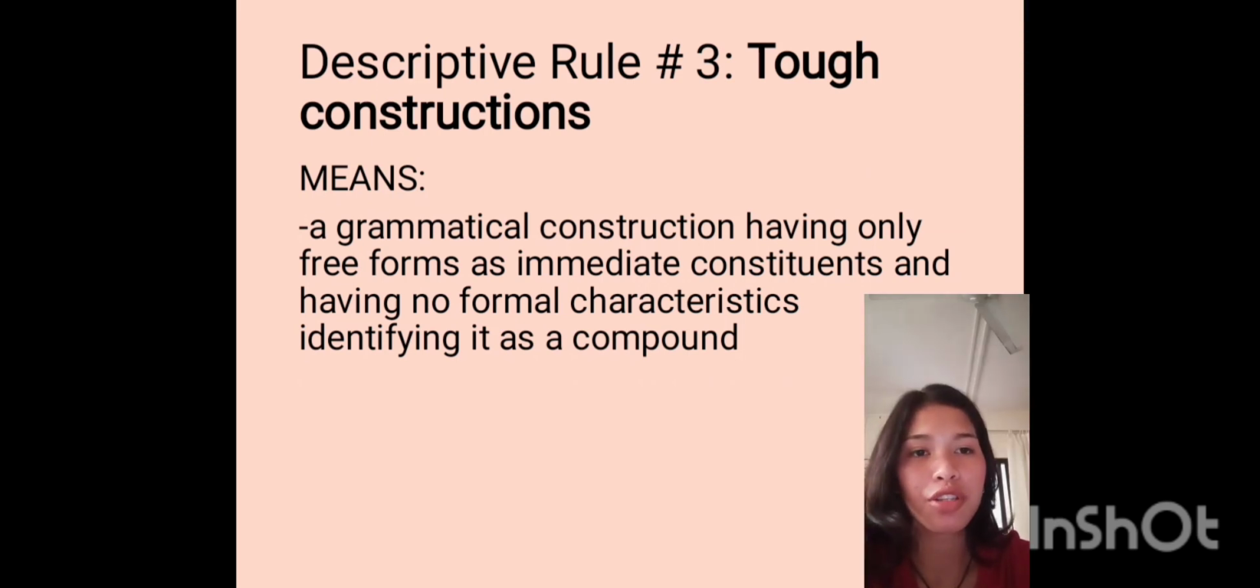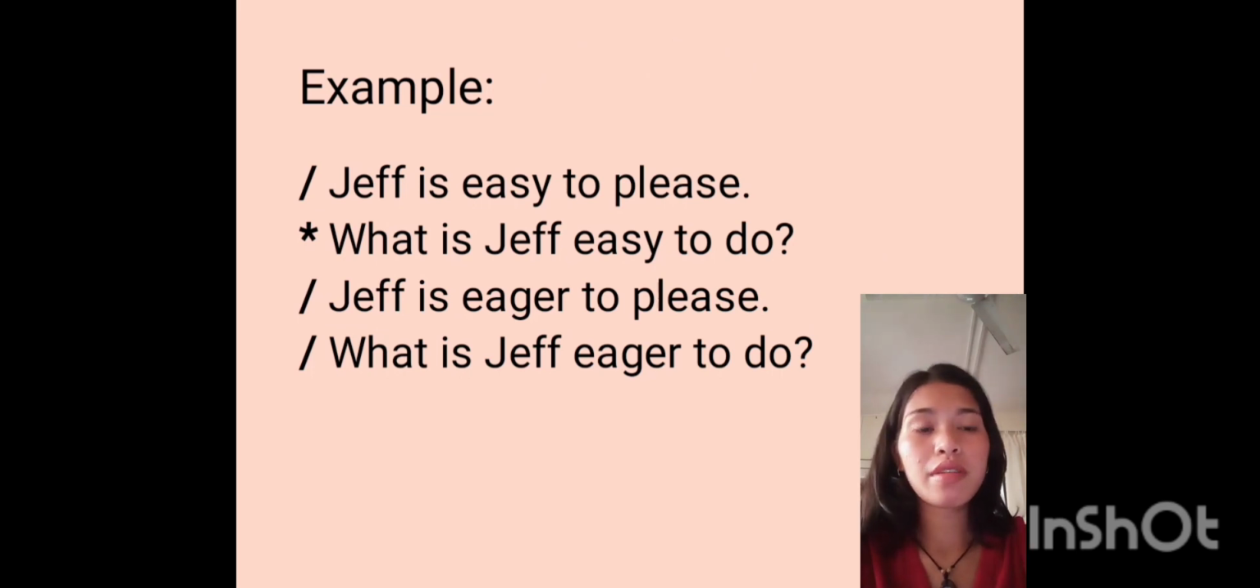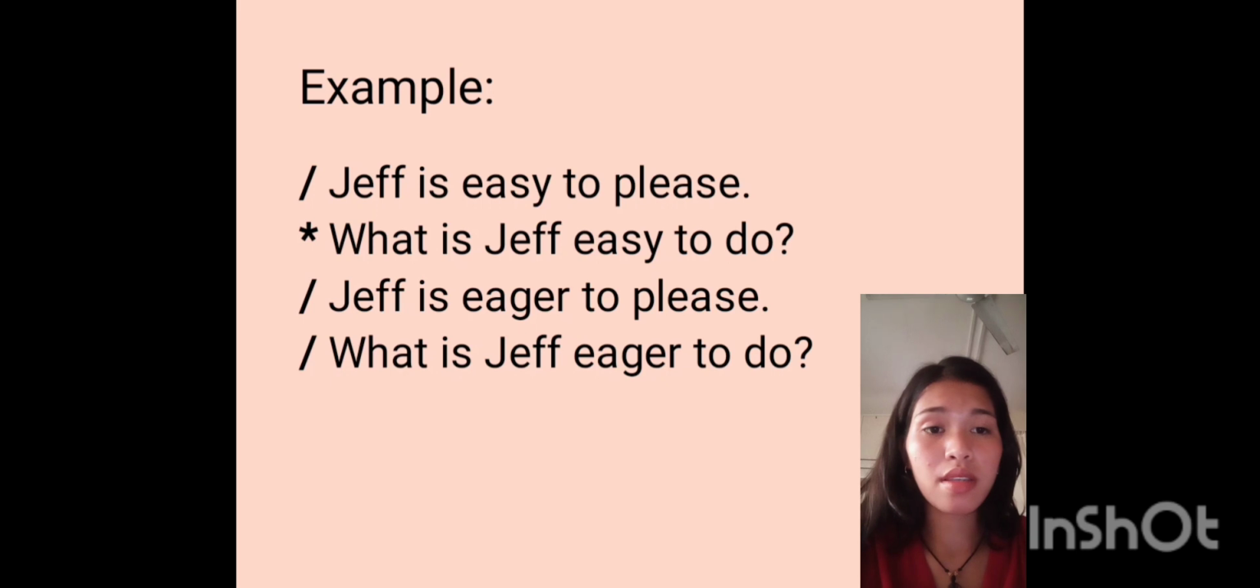Tough construction means a grammatical construction having only free forms as immediate constituents and having no formal characteristics identifying it as a compound. Here is an example sentence: Jeff is easy to please. What is Jeff easy to do? Another one is: Jeff is eager to please. What is Jeff eager to do?